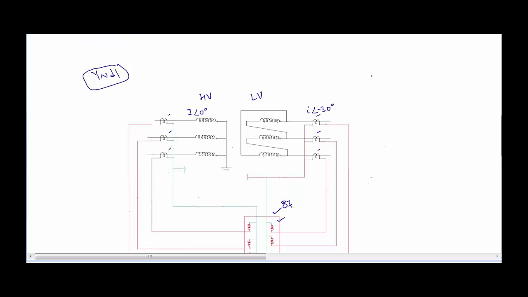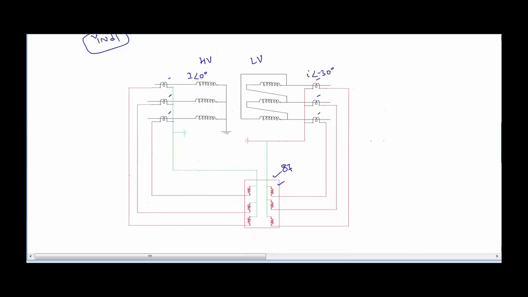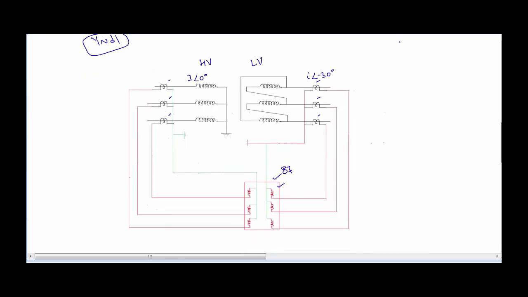Apart from all this information, we have to give one more piece of information regarding the CT connection as well. So we have to give information regarding the CT connection of the HV side CT, and we have to give information regarding the LV side CT. We have two options available regarding the CT connection: the first one is standard and the second one is opposite. So from this figure we can say that the CT connection for the HV side CT is standard.